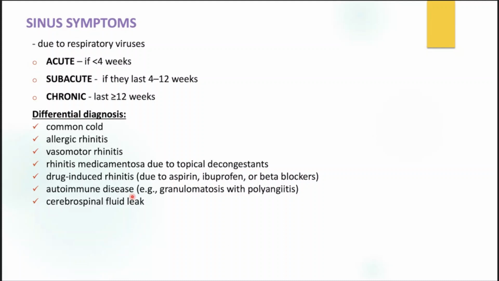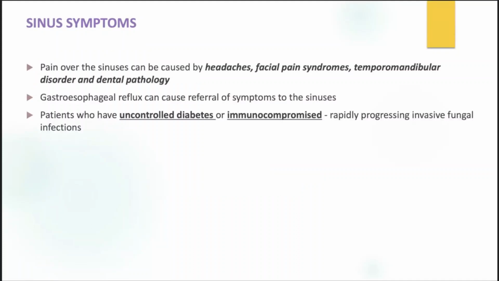So let's move on now to your sinus symptoms. We've finished common cold and ear symptoms. Now proceed to sinus symptoms. Sinusitis is considered acute if it's less than 4 weeks, subacute if it's 4 to 12 weeks, and chronic if it lasts 12 weeks or more. A differential diagnosis for sinusitis would be your common cold, allergic rhinitis, vasomotor rhinitis, rhinitis medicamentosa due to topical decongestants, drug-induced rhinitis, autoimmune disease, and a CSF leak.